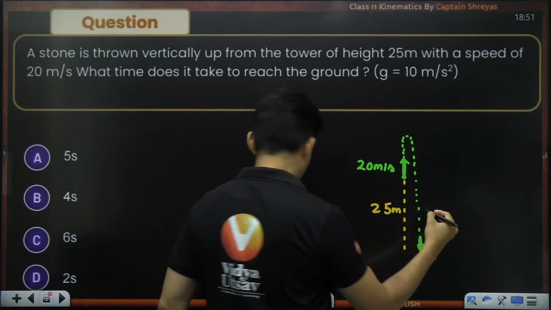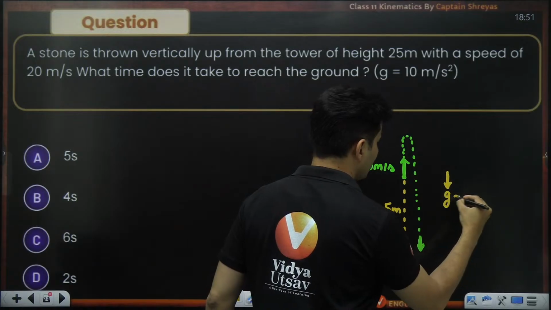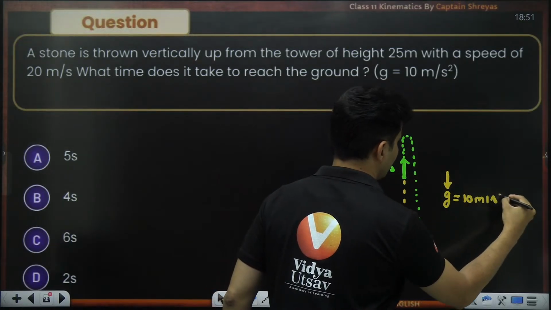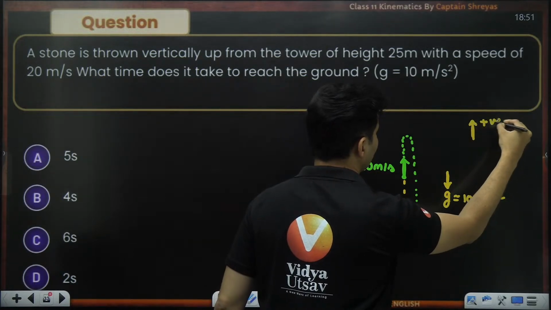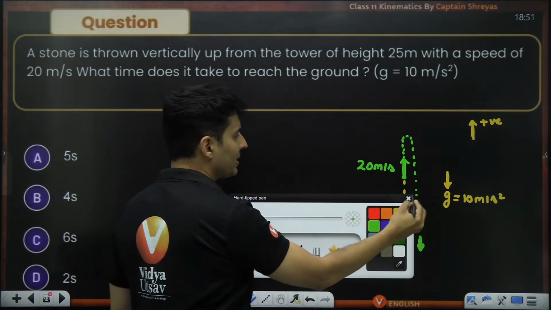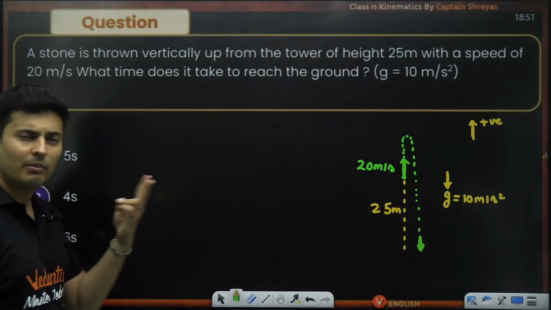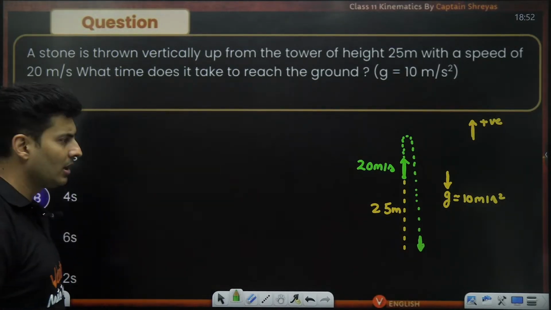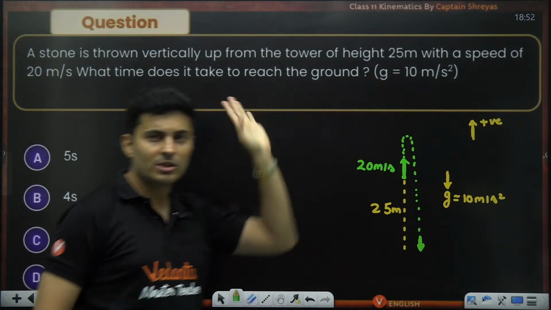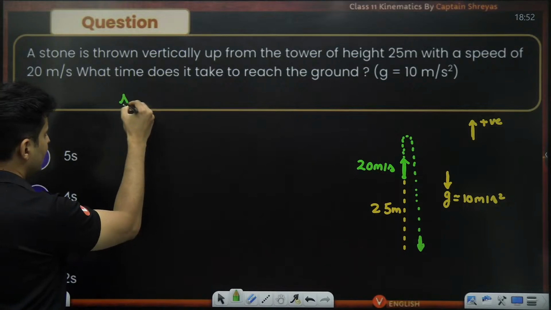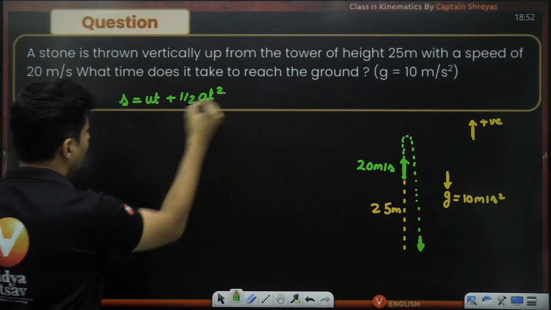During this motion, obviously acceleration due to gravity will be down, approximately 10 meters per second square. We can take downwards or upwards as positive. Let me choose upward as positive for now. Let me solve this. I think we have to find the time, so it makes sense to use the second kinematic equation because it has displacement, speed, acceleration, and time. So let's use s is ut plus half at square.